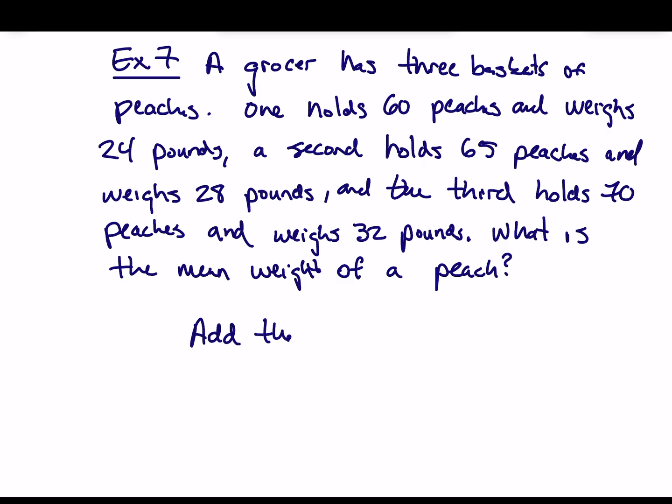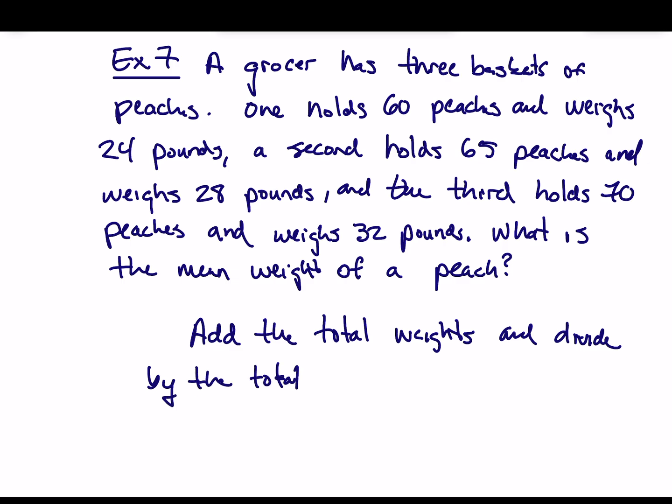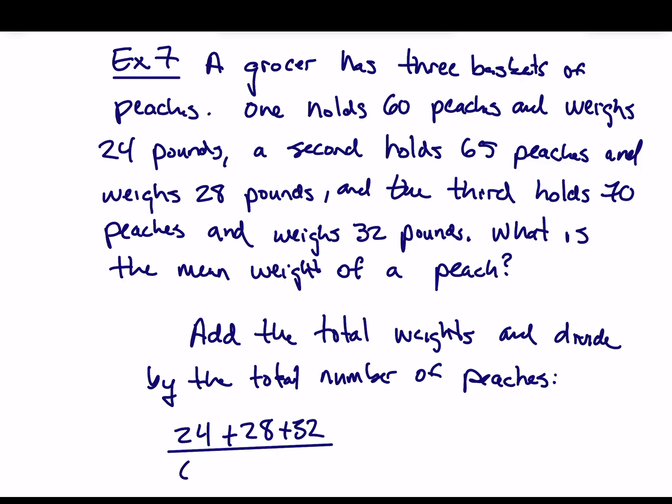Well, what we can do is add the total weights and divide by the total number of peaches. So the total weight is 24 plus 28 plus 32. And we will divide by the number of peaches, 60 plus 65 plus 70. In the numerator, we have 84 total pounds and 195 total peaches. And when we divide that out, we find that a peach on average weighs 0.43 pounds.